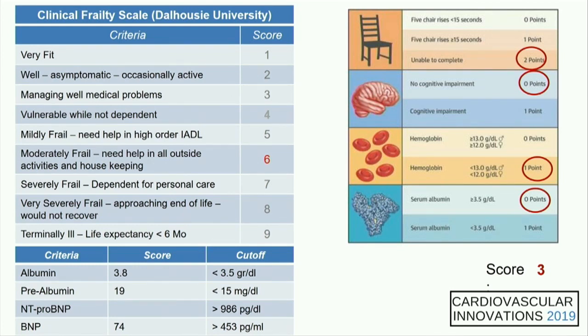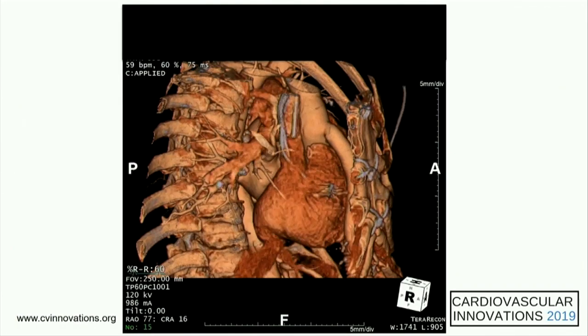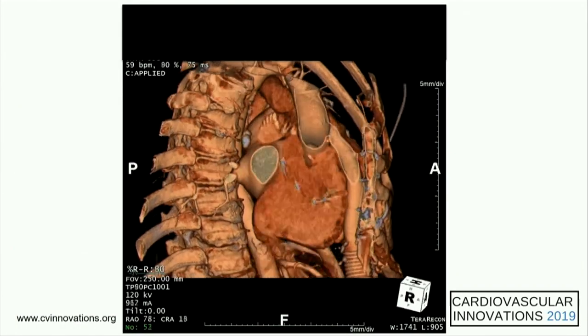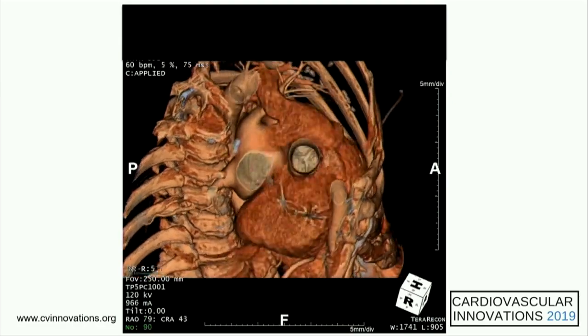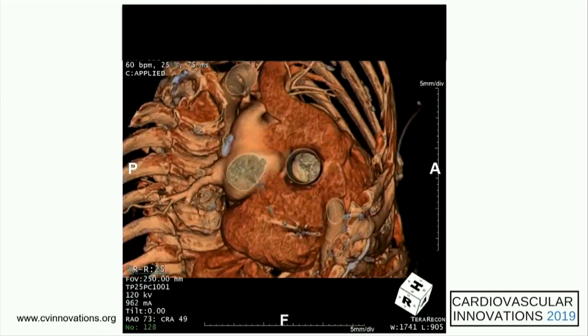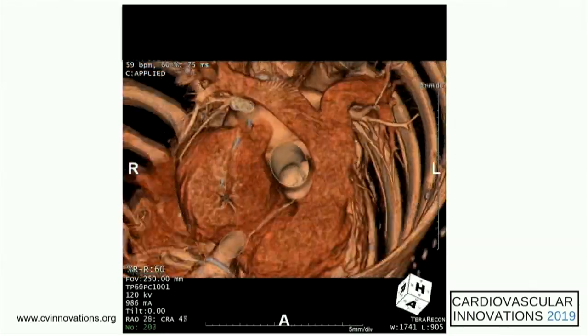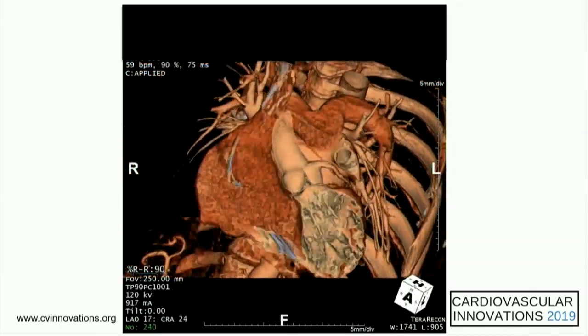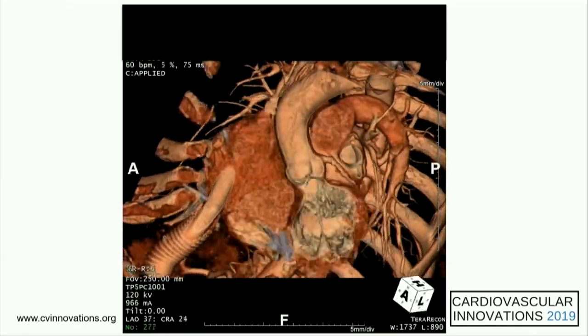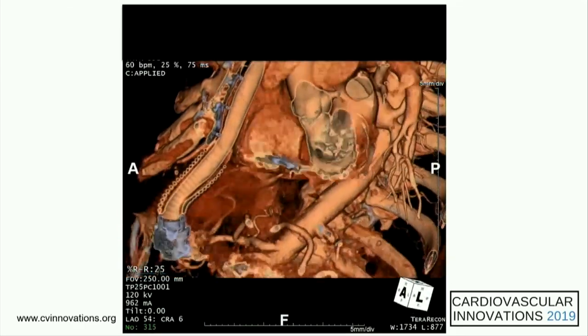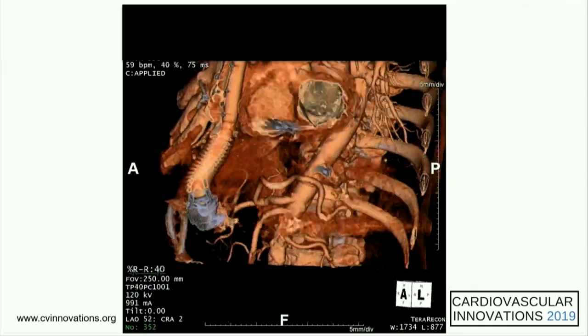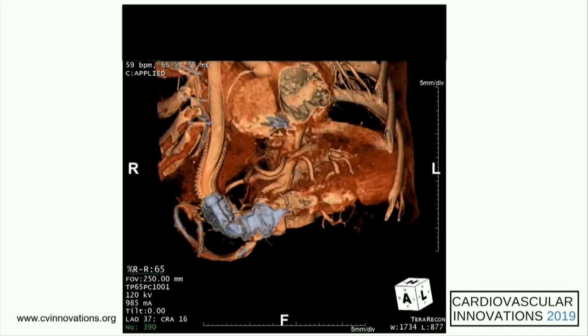So at the MDT he was presented, he was thought to be not a surgical candidate. He was at least moderately frail. He needed help with all of his outside activities as well as housekeeping. So he underwent 4D CT, as you can see here, again for annular measurements, but also to evaluate for any kind of thrombus or problem with his LVAD. You can see his aortic valve leaflets are thin, they're mobile, and there's not much calcification on the leaflets themselves or on the annulus. And a great shot there of his LVAD cannula with no thrombus or any kind of obstruction.